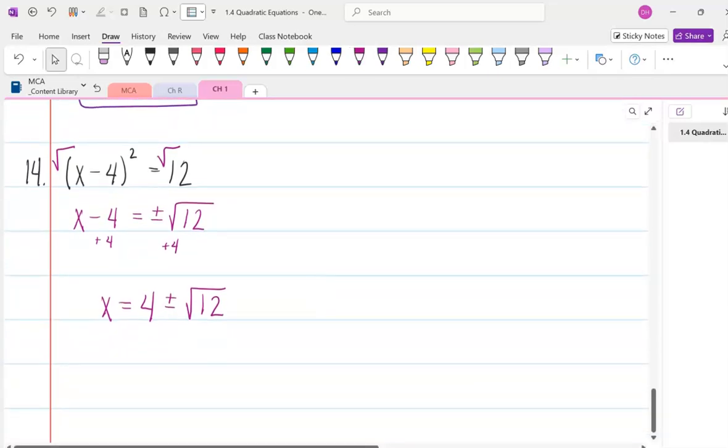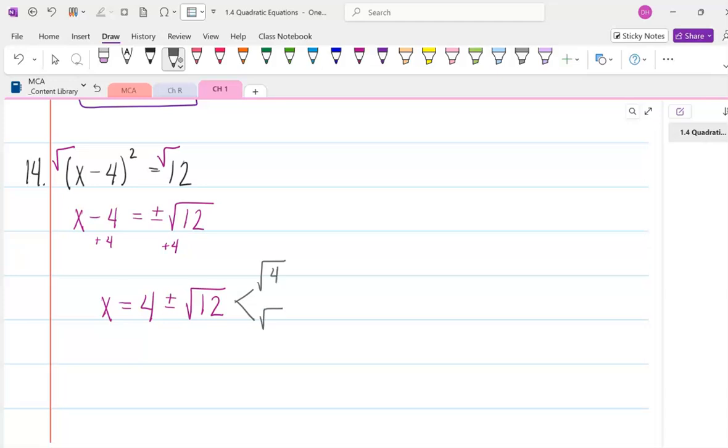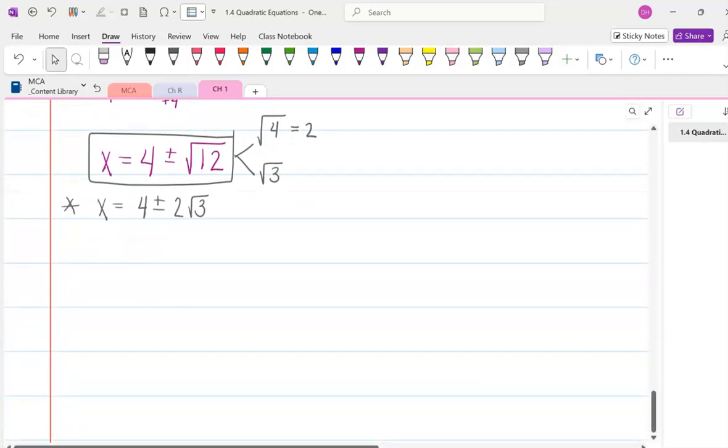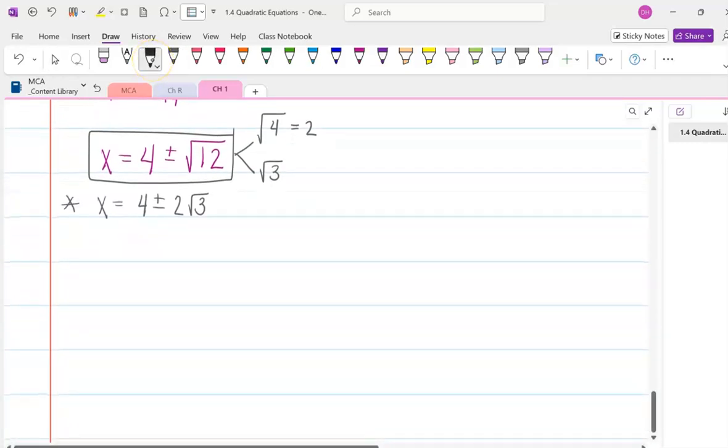Now, some of you are going to go a little bit further with this because you know that the square root of 12 can split up into perfect square of 4 and then 3, and then the square root of 4 is 2. So you're going to say that x equals 4 plus or minus 2 square root 3. So I am totally good with this answer, and if you can go further, this is the preferred answer. We'll try another one, number 15.